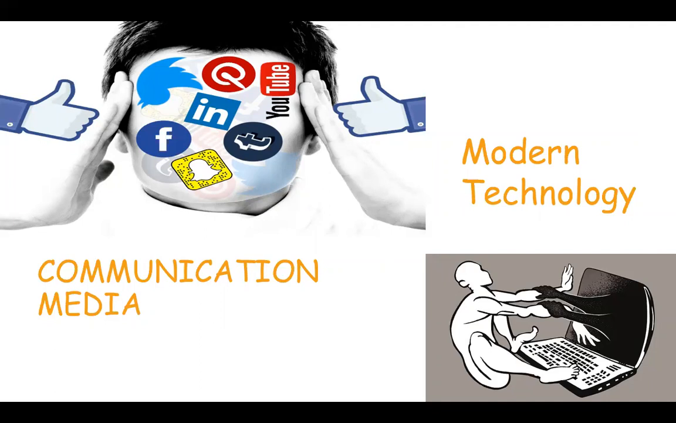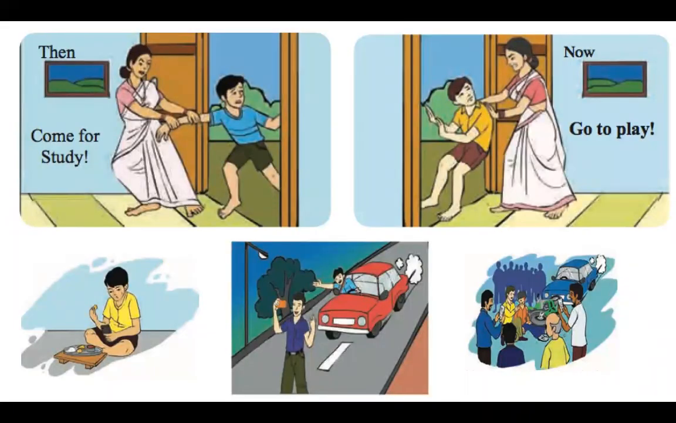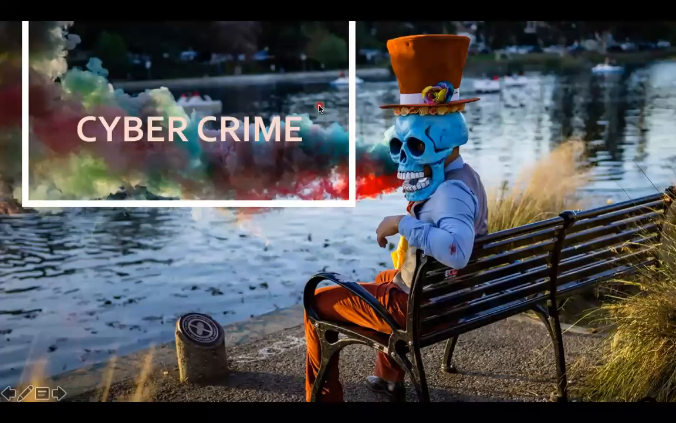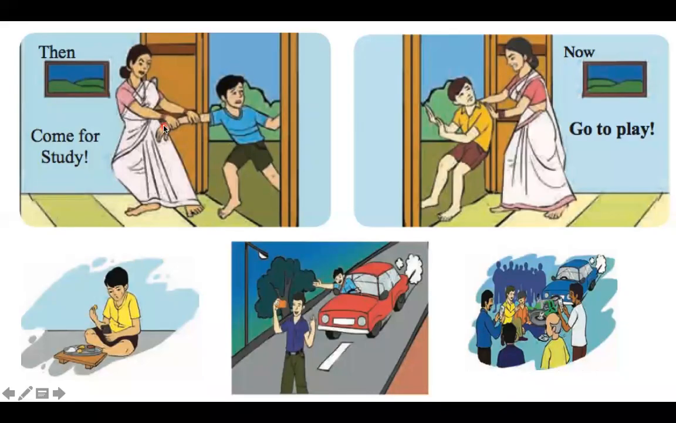I'm going to highlight a few pictures from the textbook. And as a task after watching this video presentation, it would be good if you all could write down a small paragraph about each of these pictures. So in the first picture, I'll just use an annotator here for you all. In this picture, we can see that the mother is pulling the child in to come to study, and it says then, and it says now, go to play.